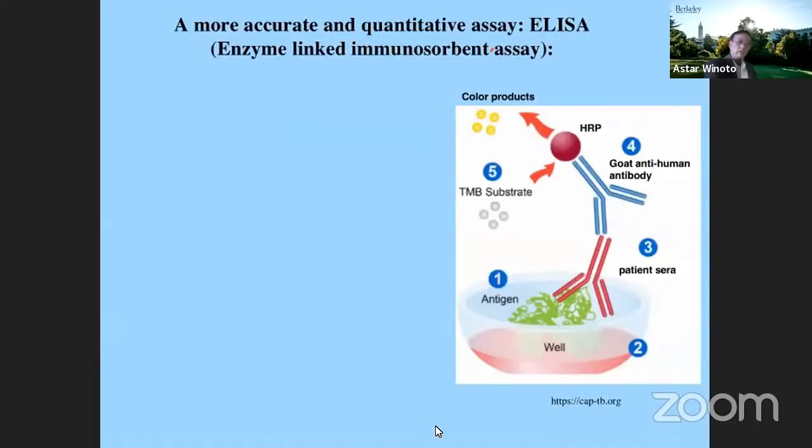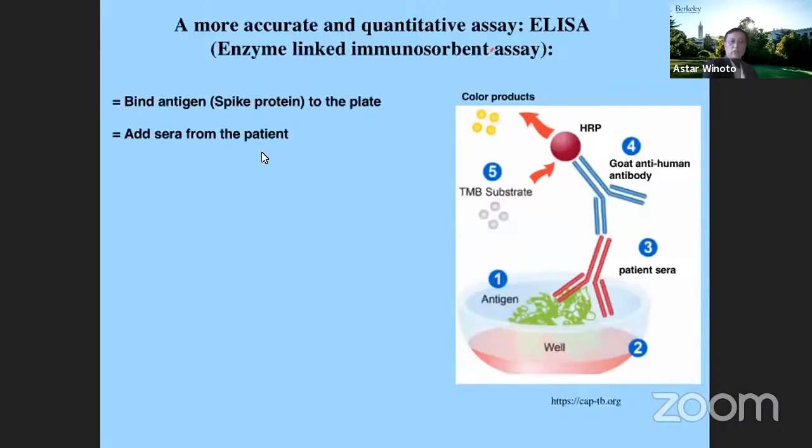So for a more accurate assay, I think the labs use this a lot. It's called ELISA, or enzyme-linked immunosorbent assay. So basically, in these assays, you bind the antigen, in this case the spike protein, to the plate, to the well. So let's say this is the spike protein. And then you add the sera from the patients. And if this patient has the antibody against the spike protein, it will bind. Then you have to wash. When you wash, you get rid of any non-specific binding. This is a step that's not used in the rapid test, and it is an important step that can get rid of a lot of non-specific binding.